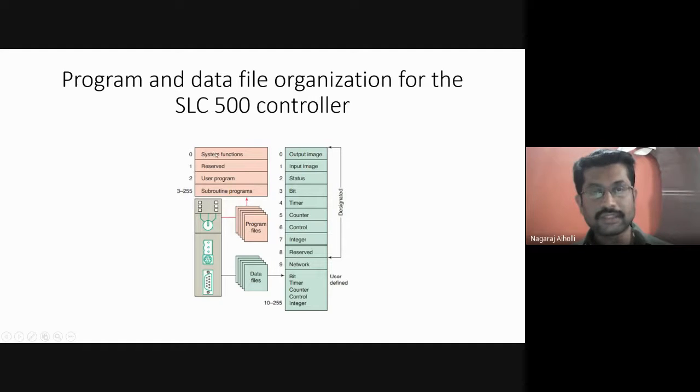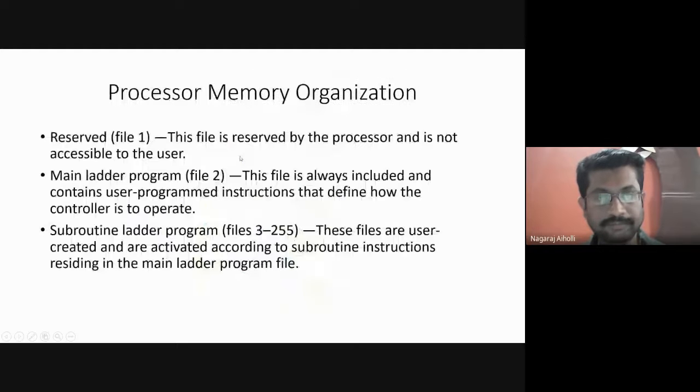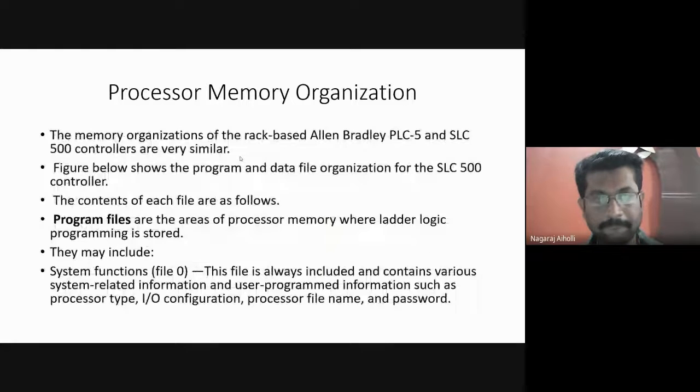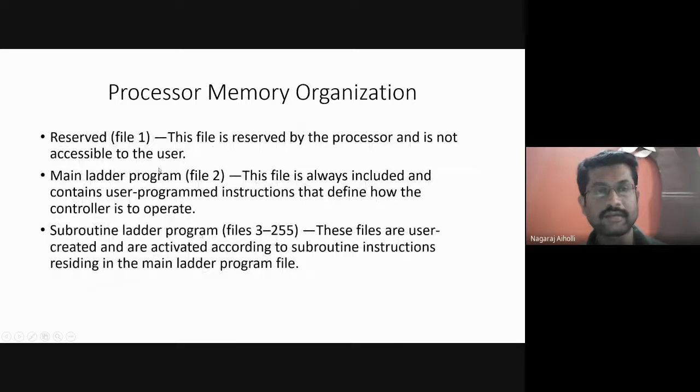Okay, so these system functions are used to store the functionalities of the system. That is, processor type, IO configurations, the configuration files. What configuration files are there? All those configuration files of the PLC are stored in the system function file 0. Then file 1 is reserved.